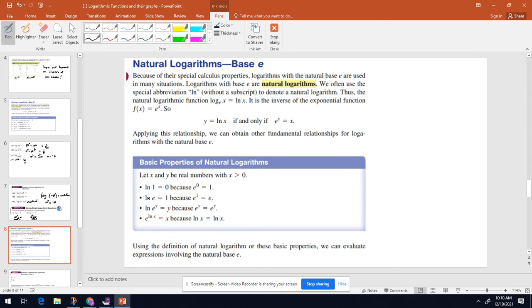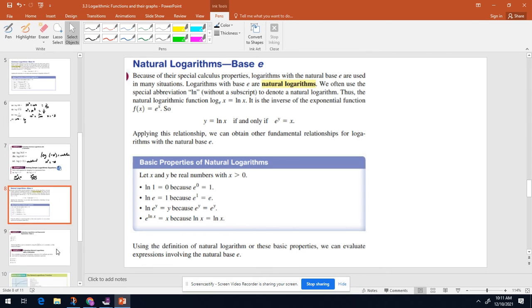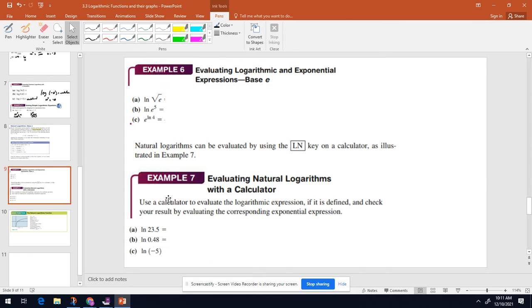Same exact properties. Students always get confused with this because they're so used to seeing numbers. But look, there's a little e here. It's just not showing. So this says e to the 0 power equals 1. e to the first power equals e. e to the y power equals e to the y. So same exact type of properties. Want to look at a few examples of these.